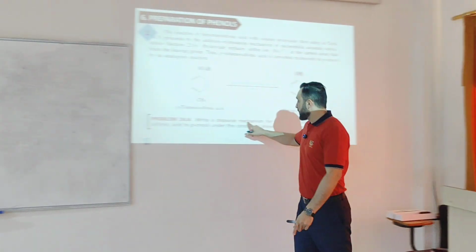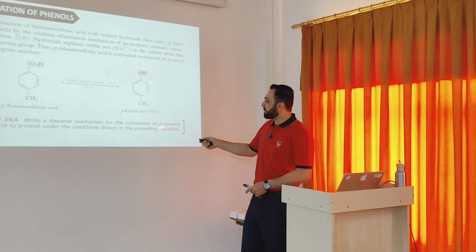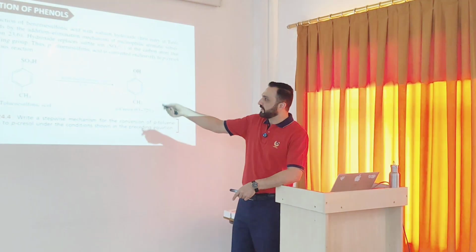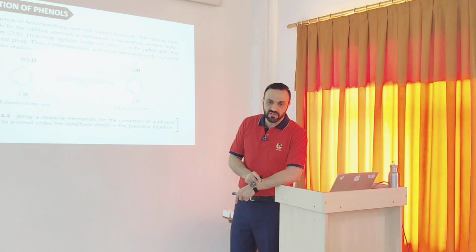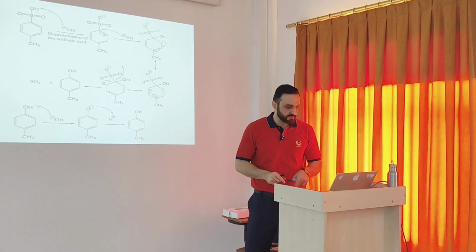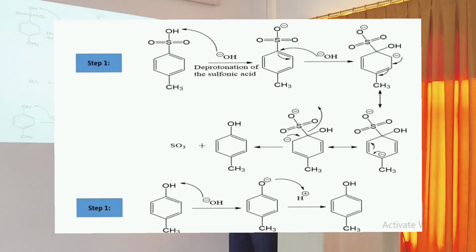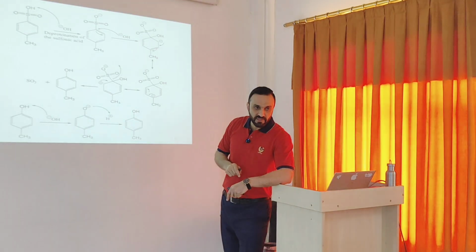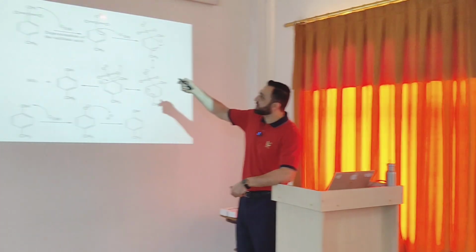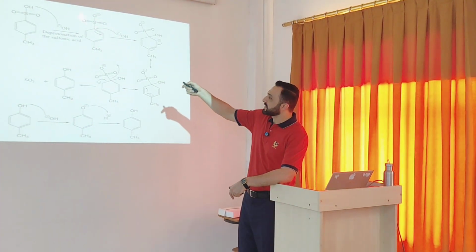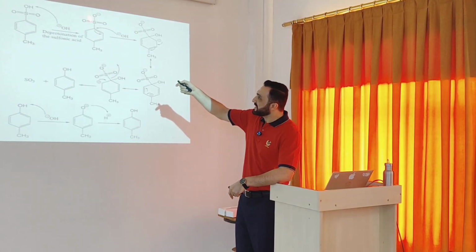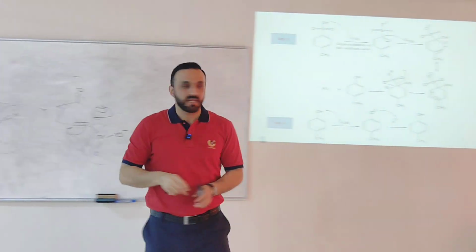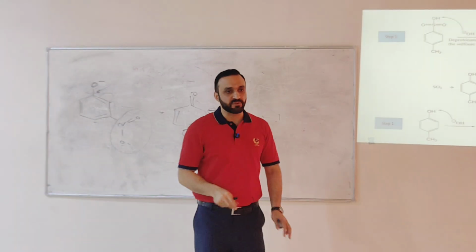Write a stepwise mechanism for the conversion of para-toluene sulfonic acid to para-cresol under the conditions put here. Okay, I will give you the mechanism. This is the mechanism. First step: you have base and you have the acid group. The base takes a proton and gives oxygen minus. Now this is the leaving group.